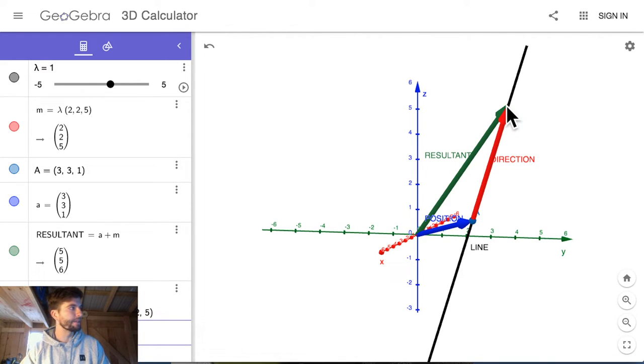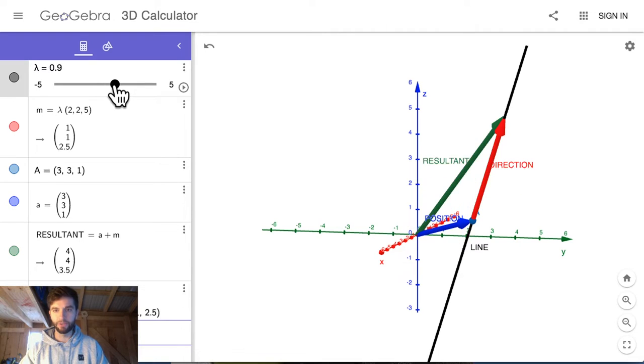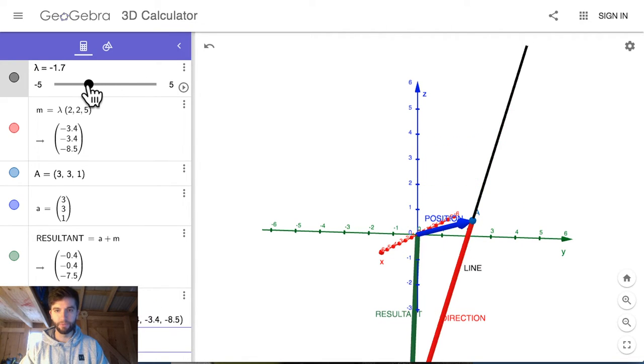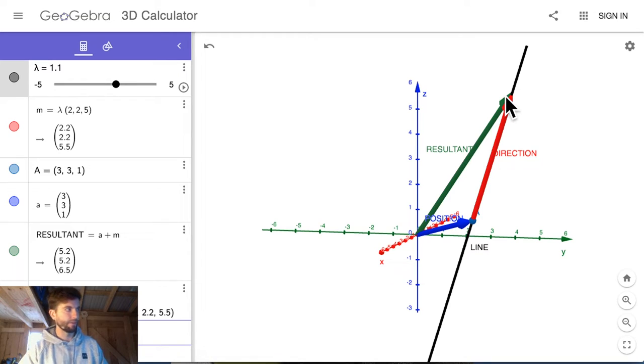And then how we can get that resultant vector to point to any point on the line is by varying the scalar multiple of the direction vector. So as I multiply that direction vector by different scalars, notice it makes that resultant vector point to different points on the line. So by adding the position vector and a scalar multiple of the direction vector, I get a resultant vector that points to any point on the line. So we say that that resultant vector is the vector equation of the line.